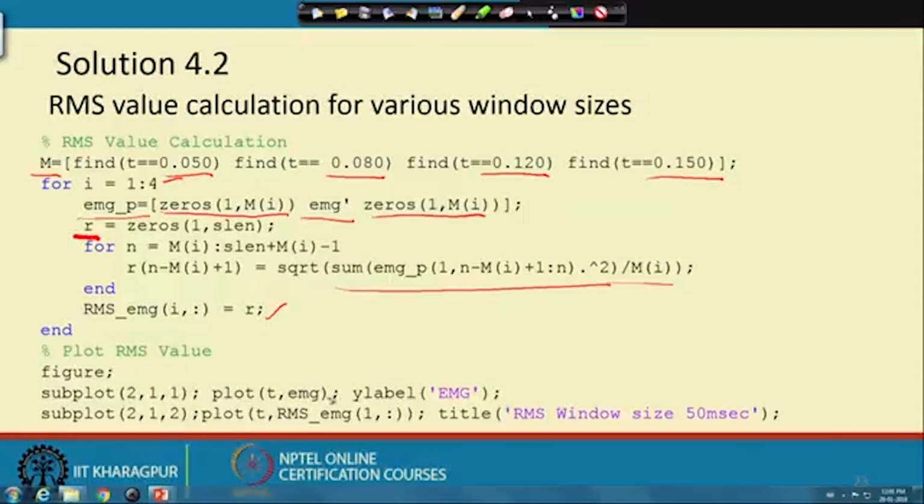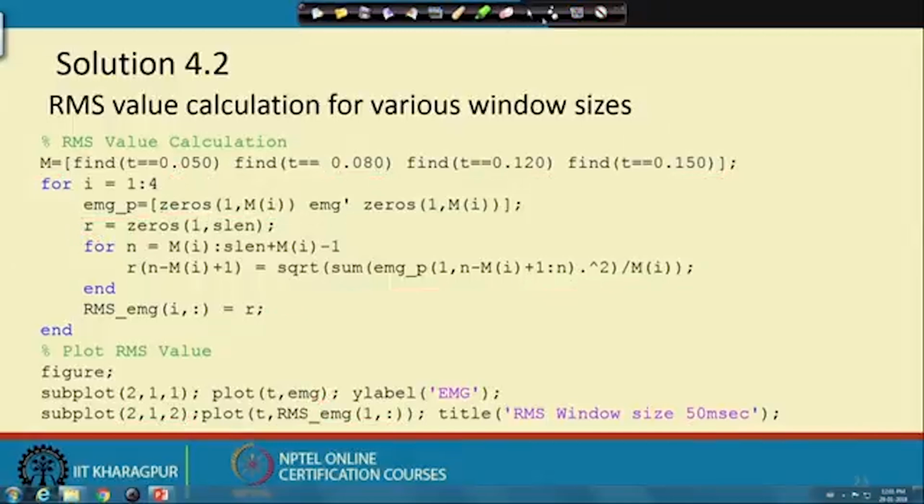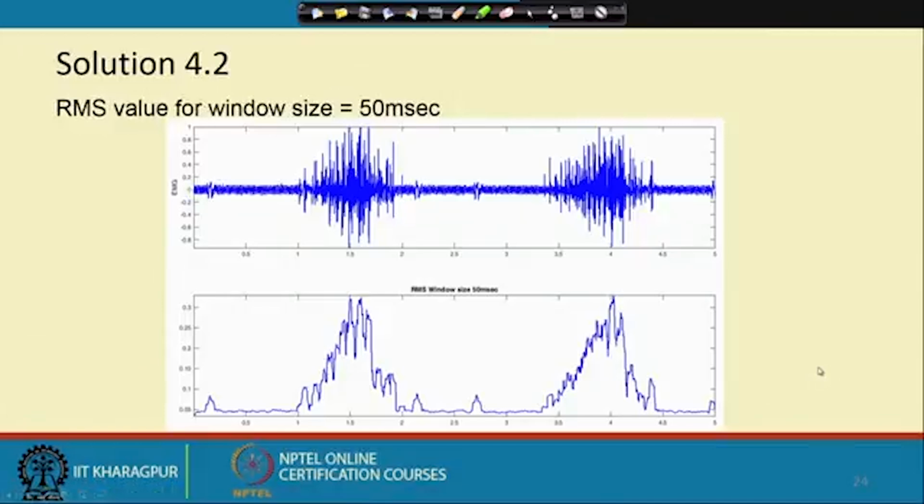First we are showing the EMG, and below that in the subplot 2 1 2 we are getting the RMS value for a particular window. Okay. First we start with the 50 millisecond, that is the first value here. So, we go for seeing that plot. Here for 50 millisecond we get the output.